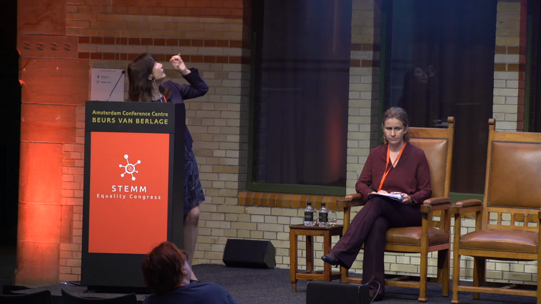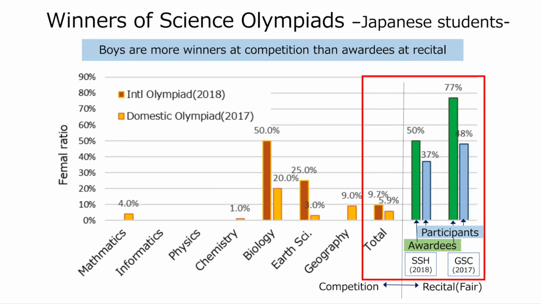So next, I will show you the race. This race means the competitions. So this shows the female ratio of winners of the Science Olympiad. Science Olympiad is a competition for high school students. In biology and earth science, the female ratio is not so small, but in the other fields, the female ratio is almost 0. So the total female ratio is less than 10%. That is very small.